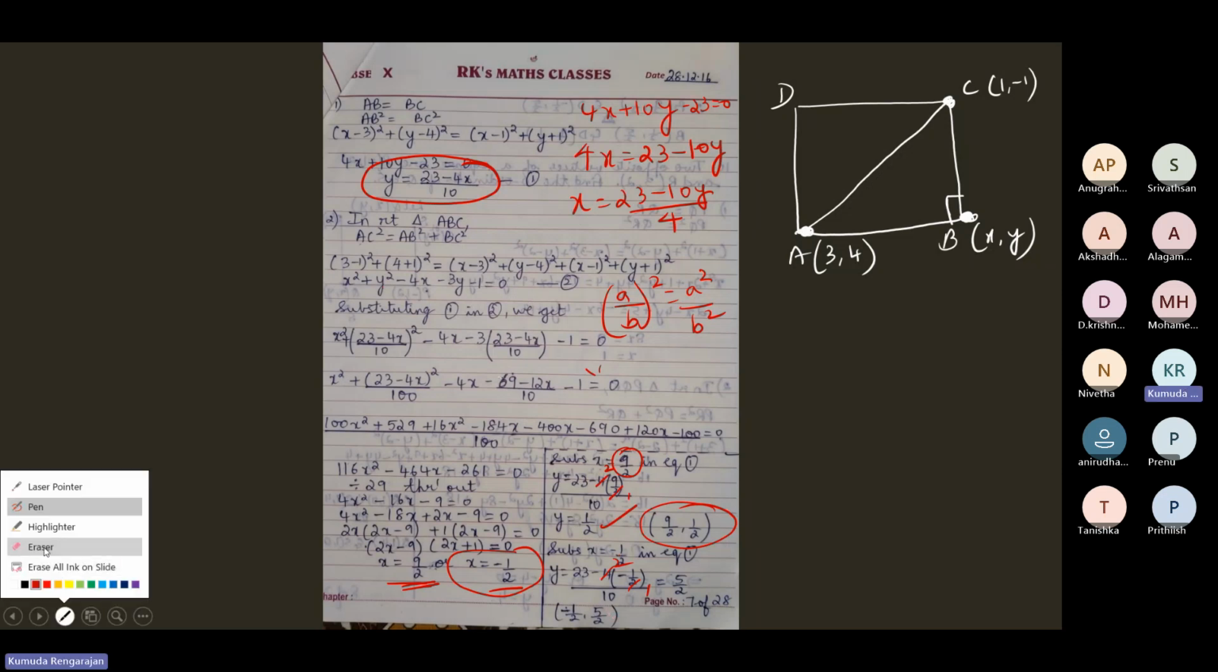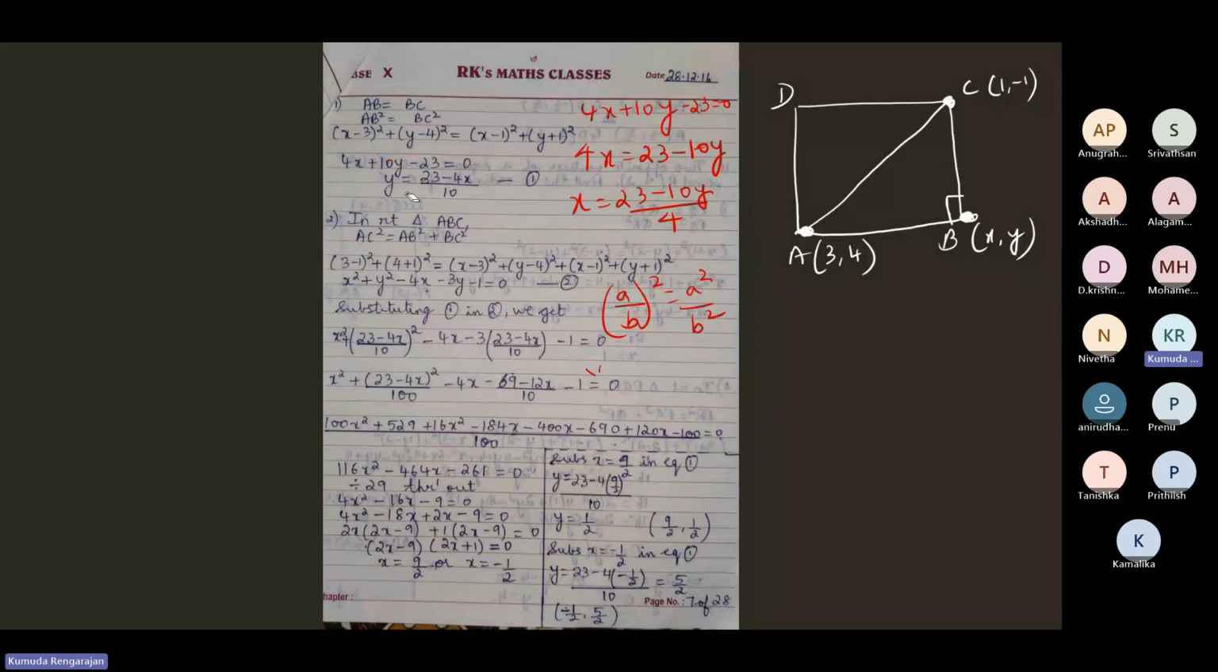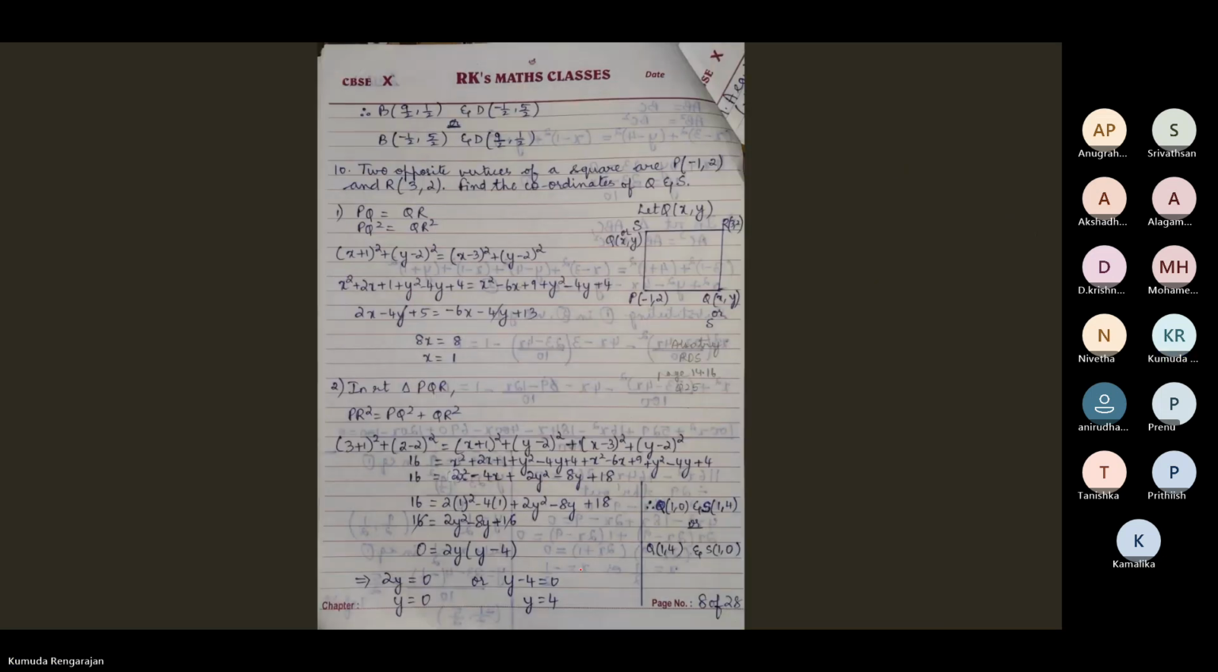So these are the two sets of coordinates you get for B. We've assumed B as x comma y, right? So the coordinates of B can be 9 by 2 comma 1 by 2 or minus 1 by 2 comma 5 by 2. If these are the coordinates of B, then these are the coordinates of D. Or if B takes this one, then D takes the other one.